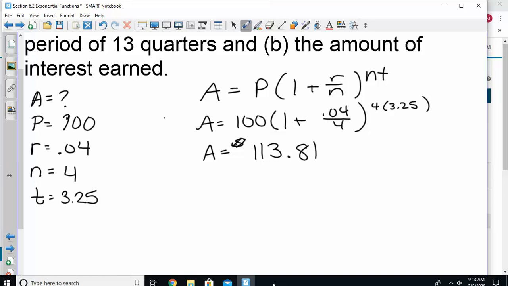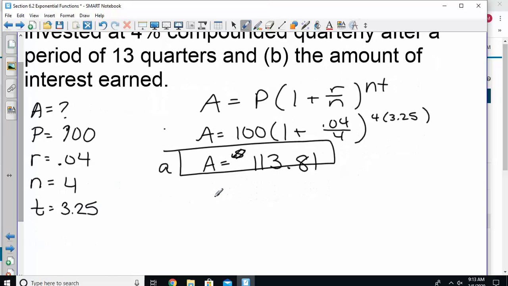Okay, so part A said find the future value, so that's that. Part B was the amount of interest you earned. How would I do that? Subtract. We end with this much. We started with $100. So we earned $13.81 interest.